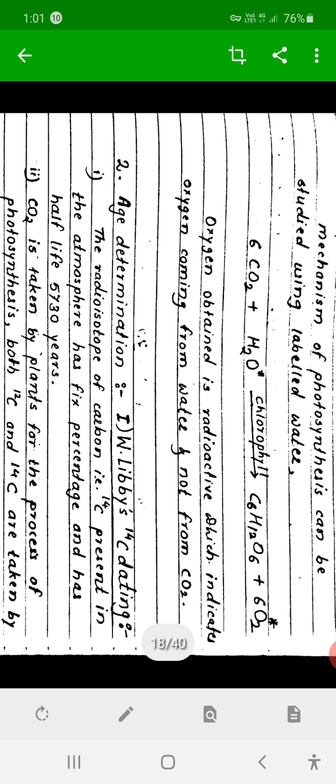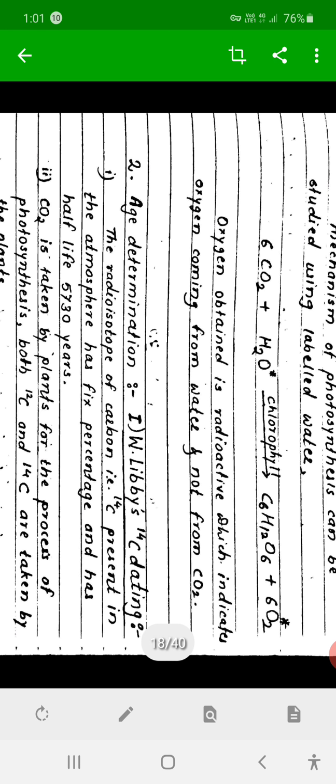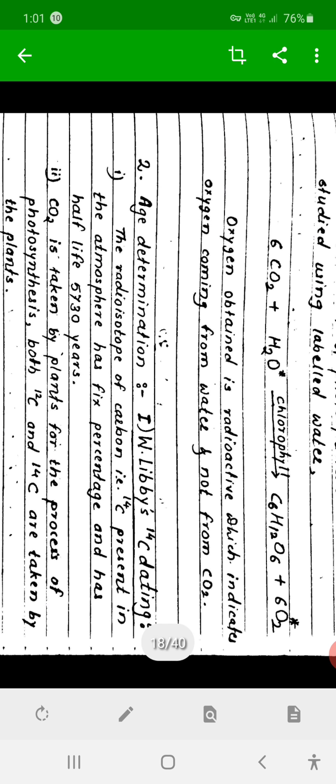For that purpose, if we consider water with labeled oxygen, and the oxygen evolved is radioactive, then that indicates that the emitted oxygen comes from water and not from carbon dioxide.